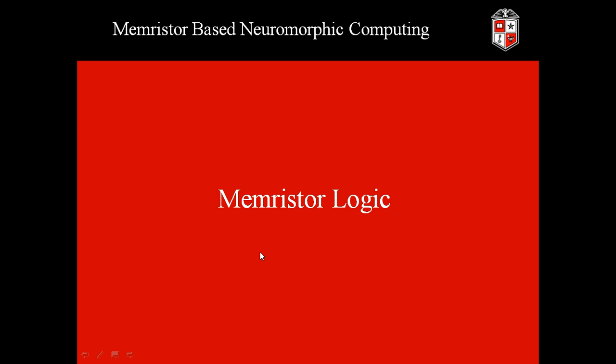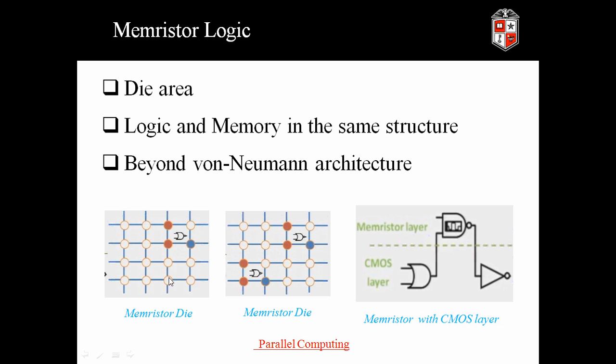Memristor logic. The main advantage that we get if we perform logic operations using memristors is that we can implement structures that are beyond the von Neumann architecture. That means we are going to implement both the logic and the memory circuits in the same die, unlike our present von Neumann architecture, where separate structures are used for logic and memory and some interfacing circuits are needed to connect them.